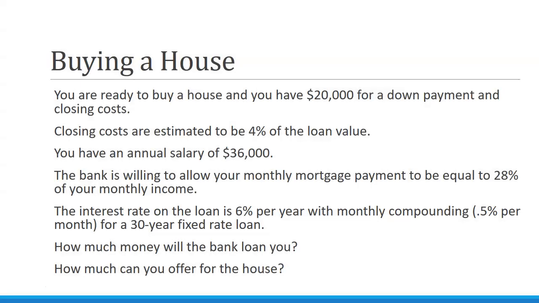What if we were looking at buying a house? We have $20,000 down for a down payment and closing costs. Closing costs are estimated to be 4% of the loan value. We have an annual salary of $36,000, and the bank is willing to allow our monthly mortgage payment to be equal to 28% of our monthly income. The interest rate on the loan is 6% per year. That's monthly compounding at 0.5% per month for a 30-year fixed rate loan. So how much money will the bank loan us? How much can you offer for the house?